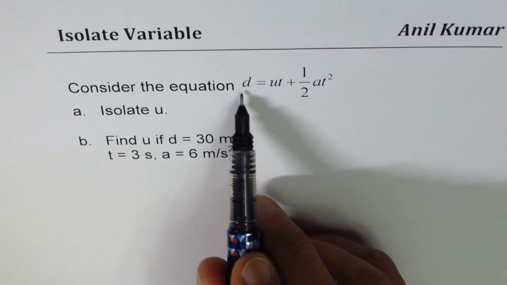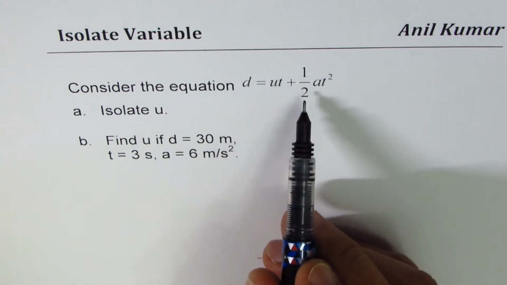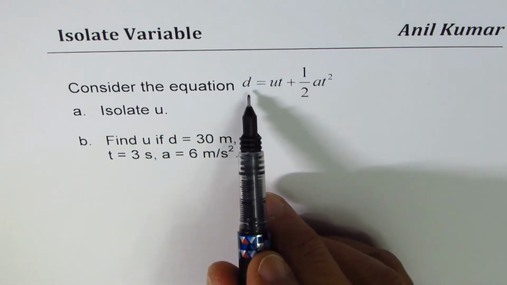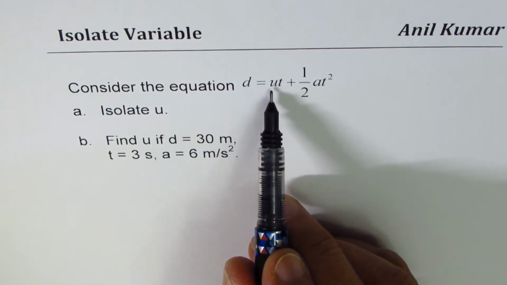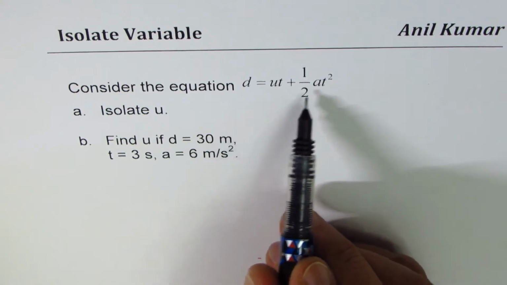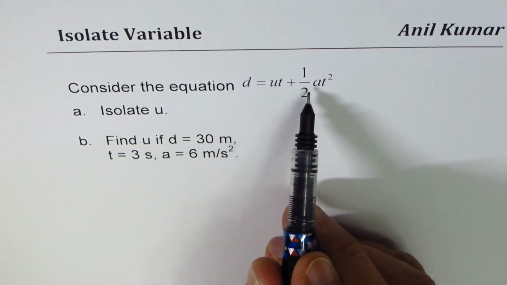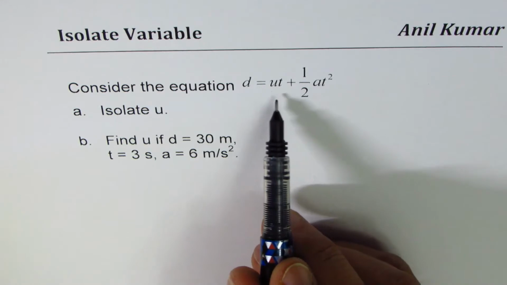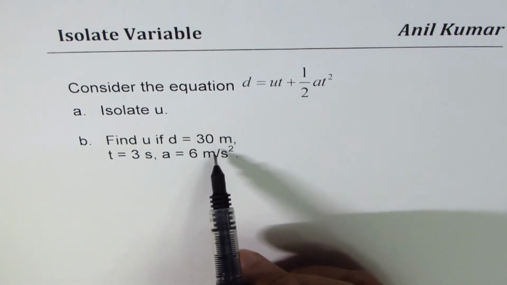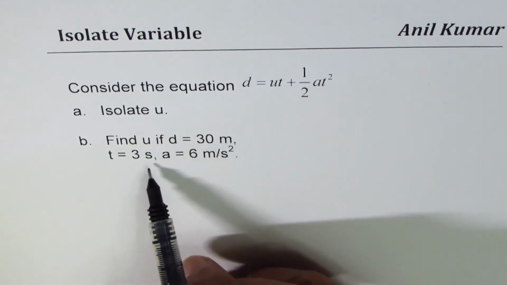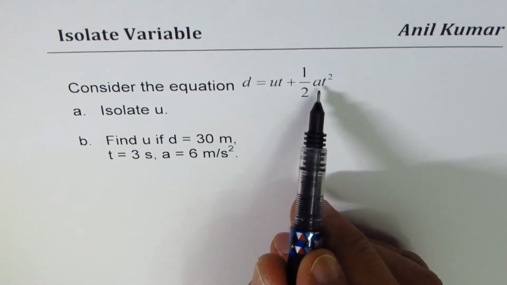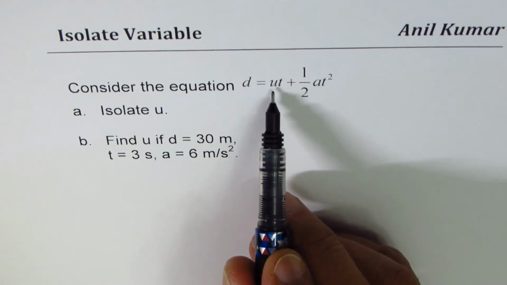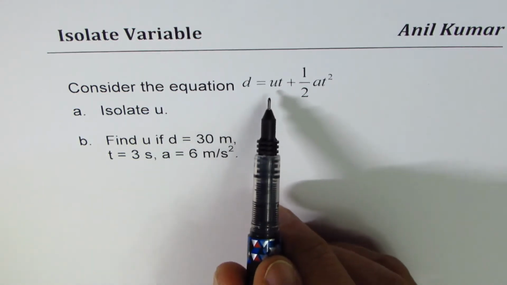Now this is a very common equation which is used to calculate distance or displacement when an object starts with initial velocity of u and accelerates over a period of time, and a is the acceleration. So we'll take MKS units: meters for displacement, seconds for time, meters per second square for acceleration, and meters per second for velocity or speed. Anyway, let's get back to the question.